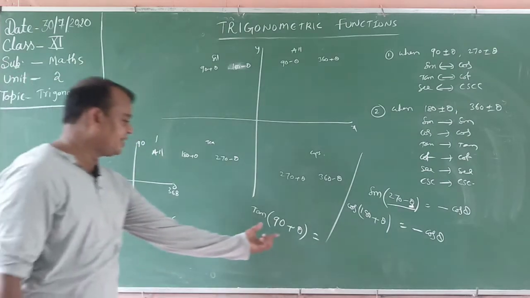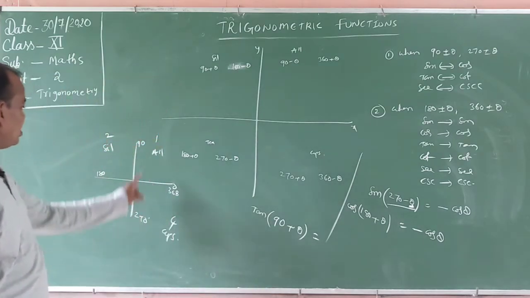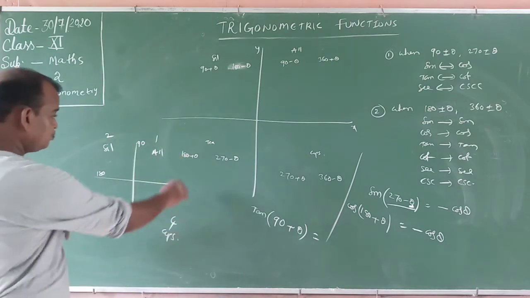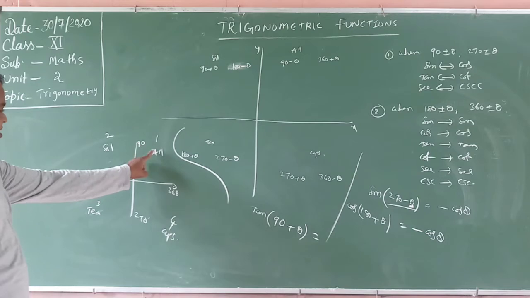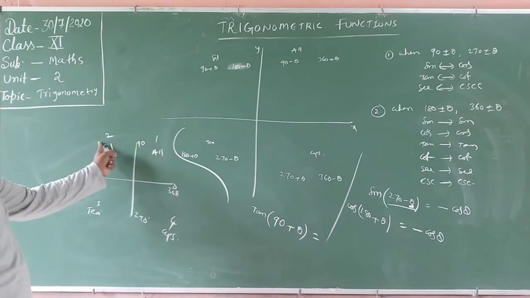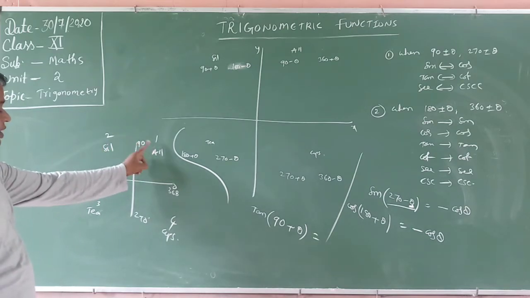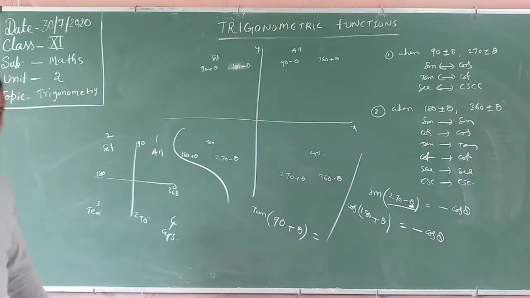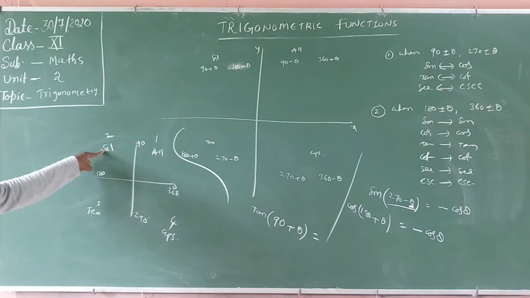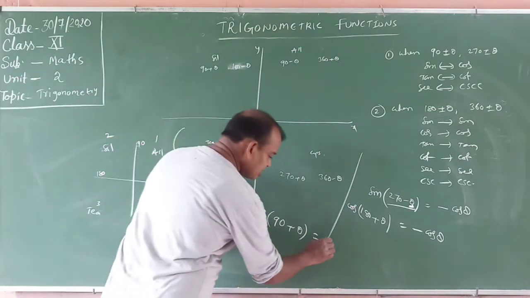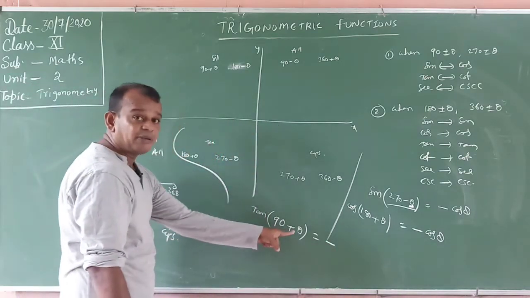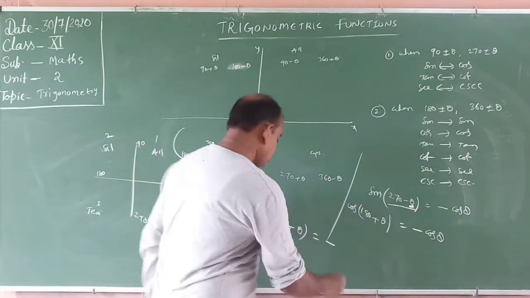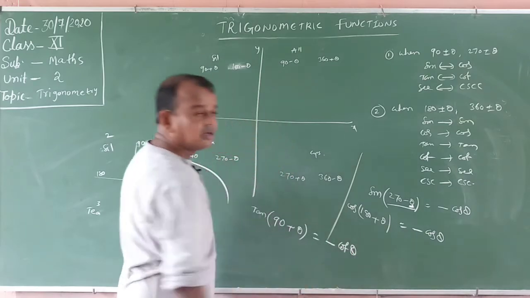First we observe that 90 plus theta. Which coordinate? Here 90. 90 minus theta, first coordinate. 90 plus theta, second coordinate. In the second coordinate what is the positive? Sine positive. But this is tan. Tan is 100% negative. 90 is there. 90 plus theta, 90 minus theta: tan will be changed into cot. The answer is cot.